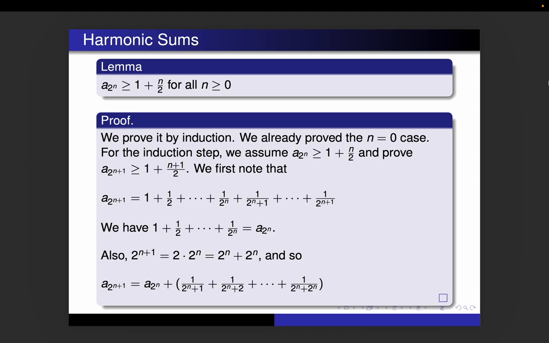And writing that parenthesized sum that way helps you see that there are 2 to the n terms, right? We start with plus 1, we end with plus 2 to the n, so there are 2 to the n terms there. Also notice that the smallest term is the last one, since it has the biggest denominator. So all the other terms before that are going to be bigger than that. So we're going to do exactly what we did before. Replace all the terms in parentheses with that last term so that they're all the same.